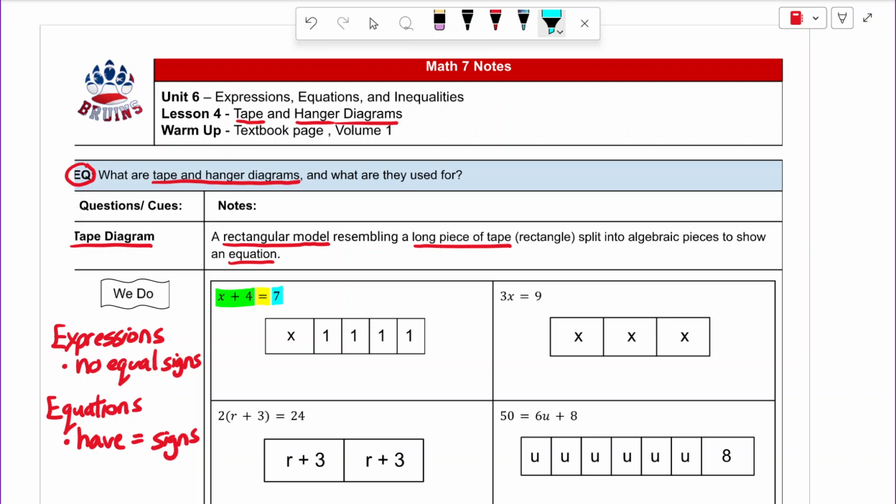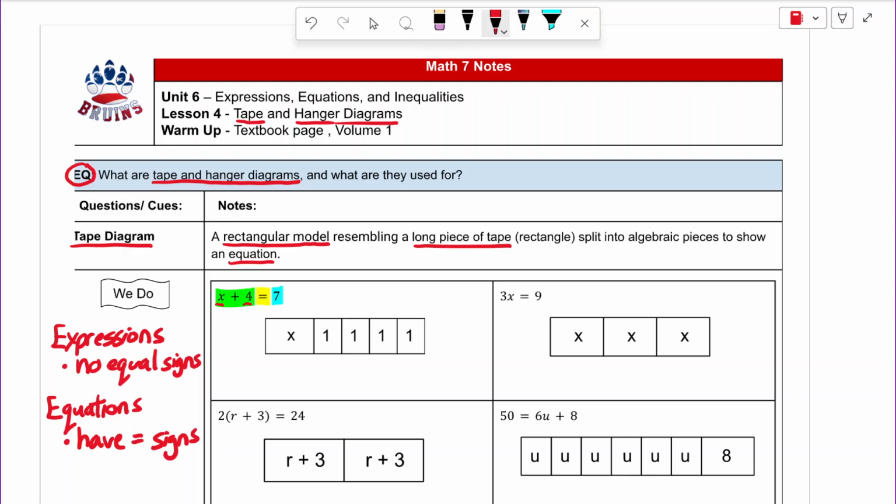All right, so let's take a look at this first tape diagram, and it's just saying that x plus 4 is exactly equal to 7. So this piece of tape has 1x, just like this does, 1x, and it has 4 units, and it has 4 units here. So this entire piece of tape from the very beginning to the very end is worth 7.